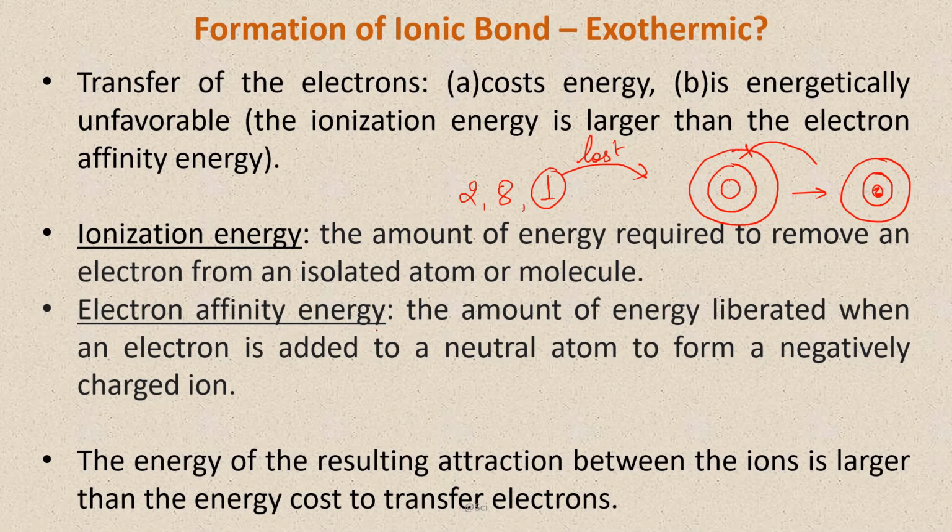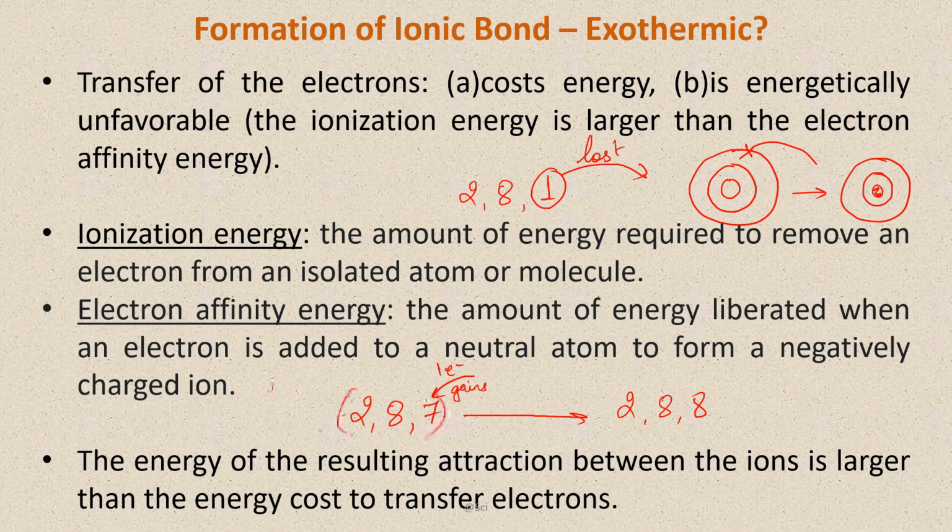Now, what is electron affinity energy? It is the amount of energy liberated when an electron is added to a neutral atom to form a negatively charged ion. Again, we go to chlorine. So what happens to chlorine? Chlorine gains one electron. So after it gains one electron, it completes its octet.